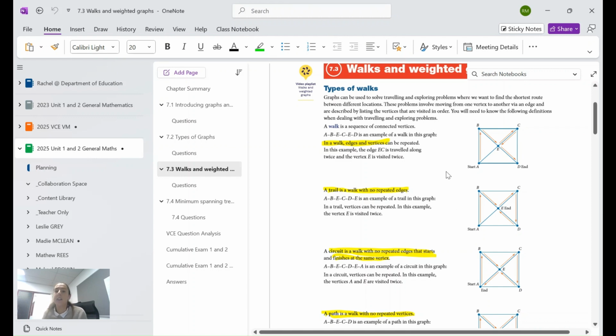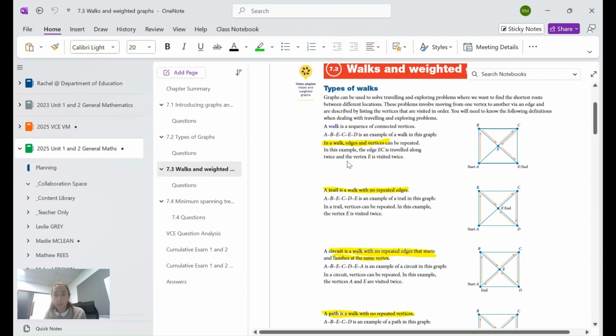We have to know these definitions. So a walk is a sequence of connected vertices. In a walk, edges and vertices can be repeated. So a walk has really very few constraints on it. So we started at A, we went to B, we went to E, we went to C, we went back to E, and then we went to D. So we've traveled along this edge twice.